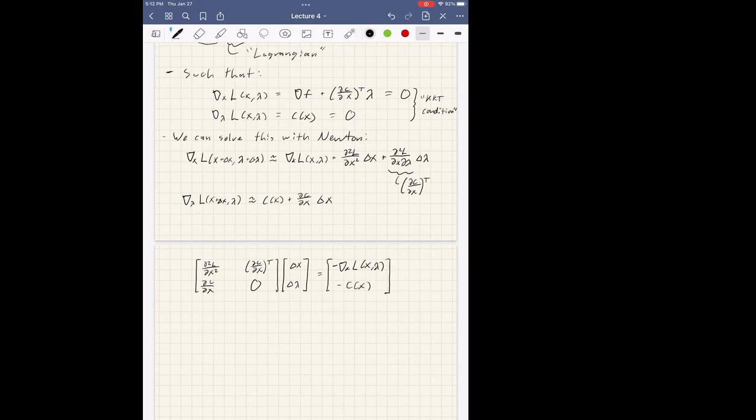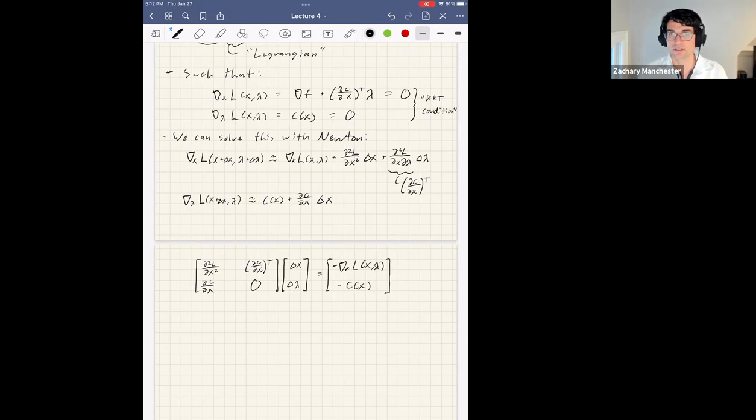Professor? Yeah. Why the mixed gradient here, or the mixed derivative is equal to dc over dx in the third line? The second line in the matrix equation?